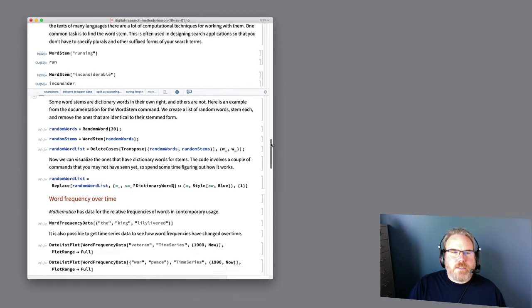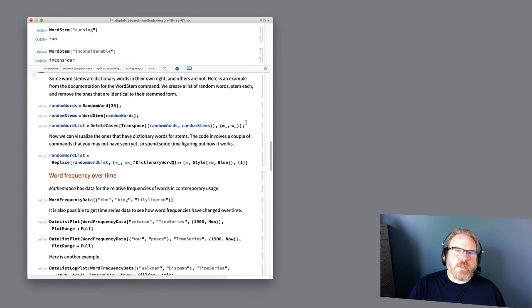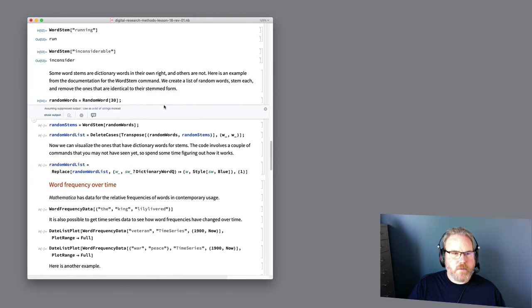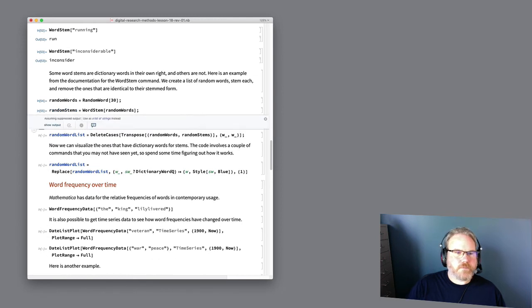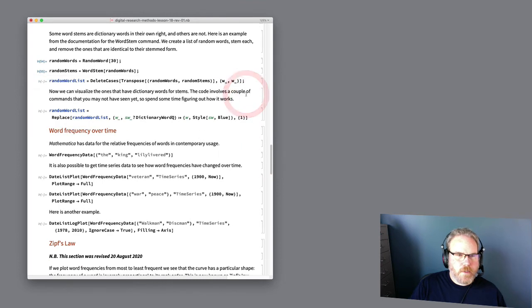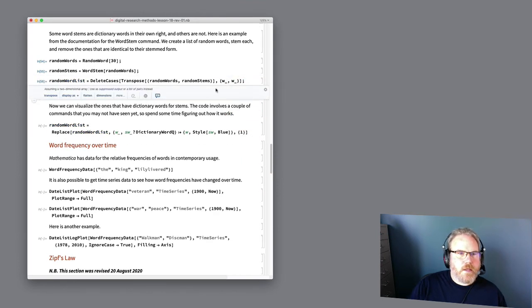Now, some of these stems are going to be dictionary words in their own right, and some aren't. Let's get a list of random words and a list of random stems. In this sense, what I'm doing is I'm stemming the list of random words. I'm not getting different random stems. We're going to remove all of the cases from this list where the stem and the word itself are identical.